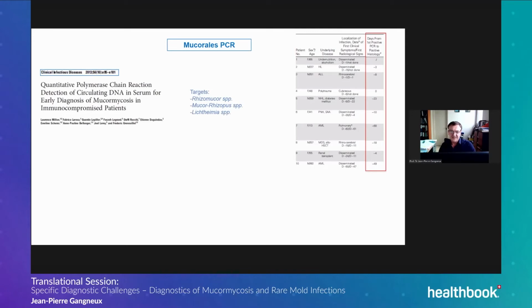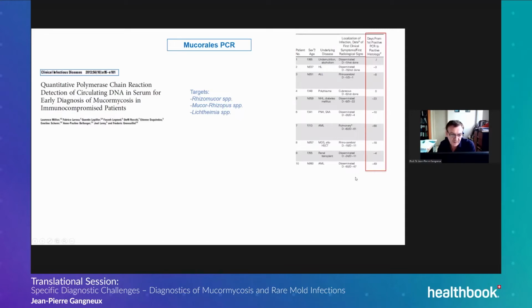But at this time, PCR is the most useful technique for rare molds and particularly for Mucorales. Here is one of the pivotal works that was published by Laurence Millon in Besançon in France, who reports the interest of quantitative PCR to target Rhizomucor, Mucor and Rhizopus without distinction, and Lichtheimia. And what is really interesting in this paper is that you can see here on the right that the time between the first positive PCR and the positive histology runs from -3 days to -68 days. So it is really useful for early diagnosis of mucormycosis.